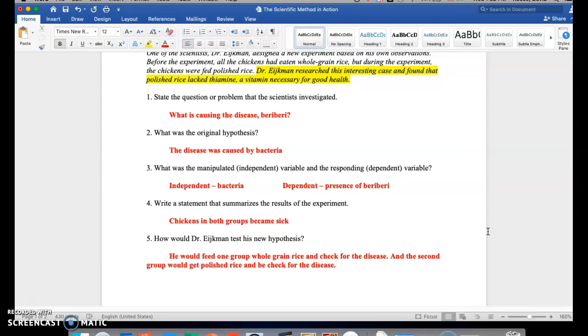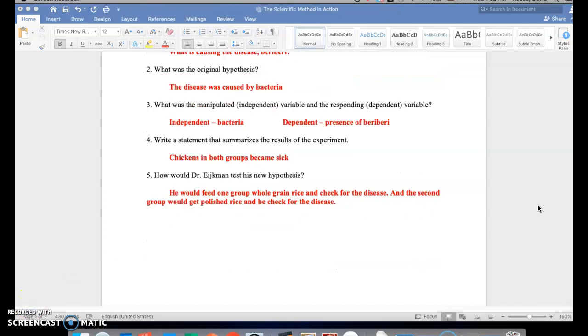And the reason is because they were not getting thiamine, which is very important to the immune system. So here is a perfect example of how the scientific method can be used to solve a problem. And sometimes when we first do the scientific method, this is a great example of we don't always get the answer we expect, so we have to form new conclusions.